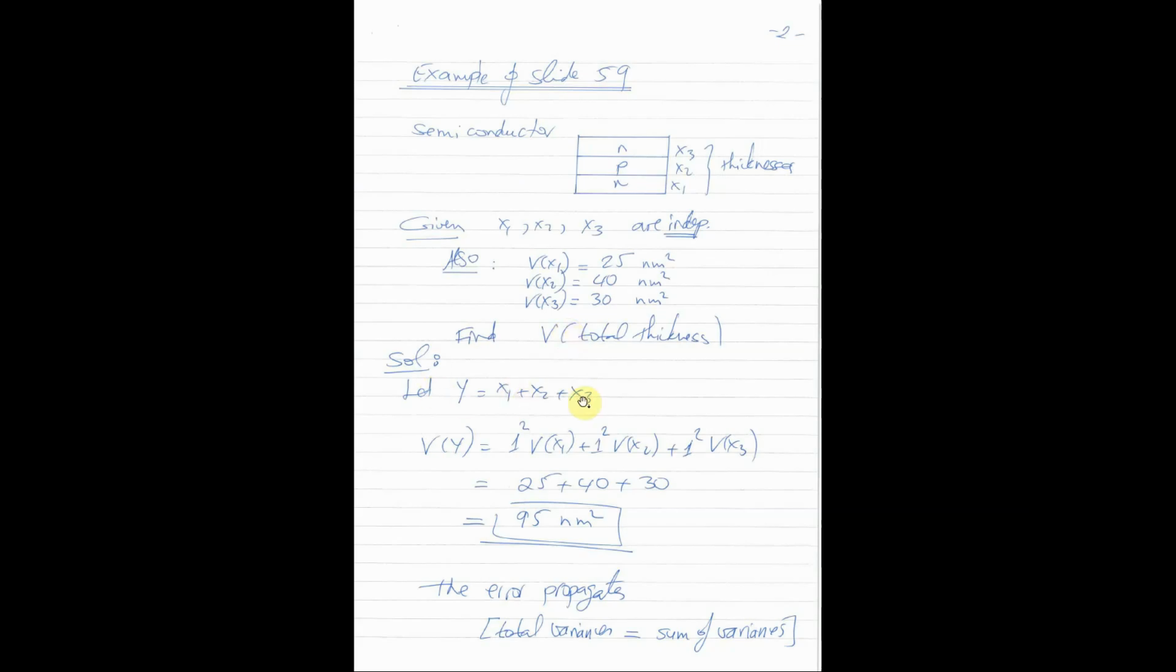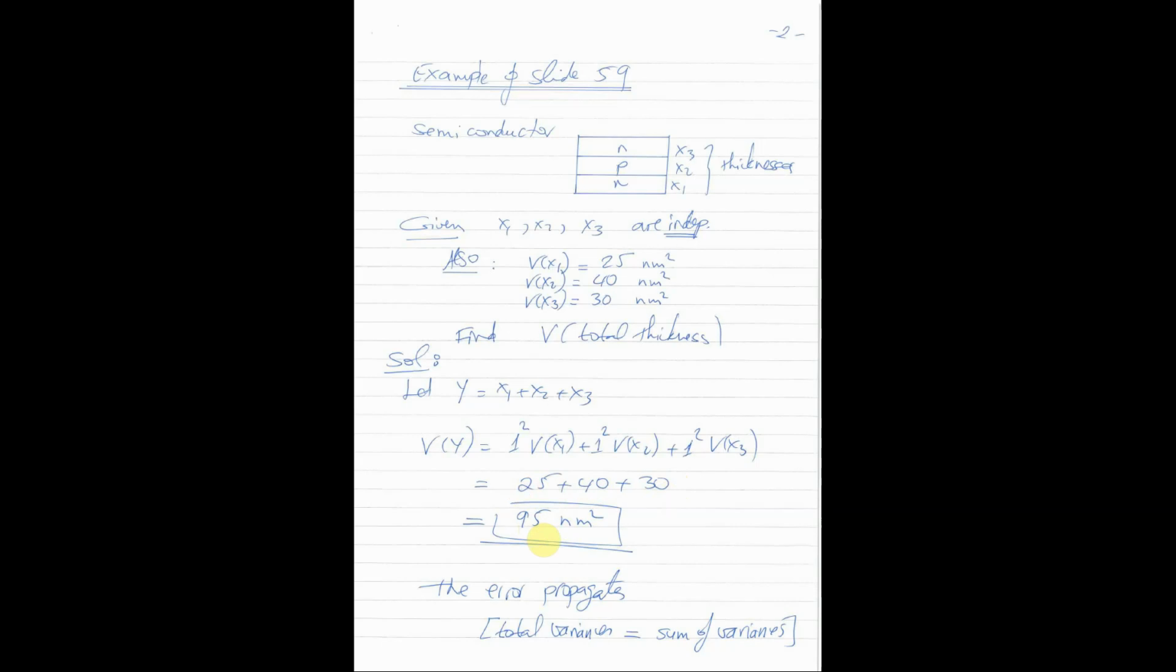So in this case, how can we find the variance of the new variable Y, which represents the thickness? It is the first constant squared times the first variance, plus the second constant squared times the second variance, plus the third constant squared times the third variance, and each one of the constants is 1. That's why we have 1 squared times the variance of X1, plus 1 squared times the variance of X2, plus 1 squared times the variance of X3. So simply we have just ones as the constants, and we are adding the variance of X1 plus the variance of X2 plus the variance of X3. So it's 25 plus 40 plus 30, and the answer is 95 nanometers squared.